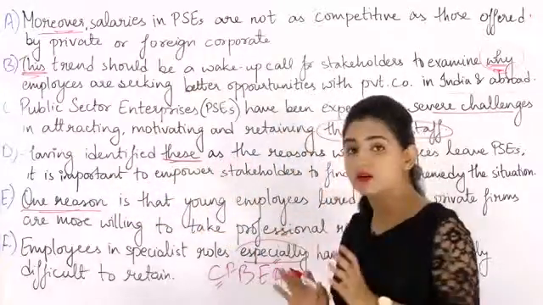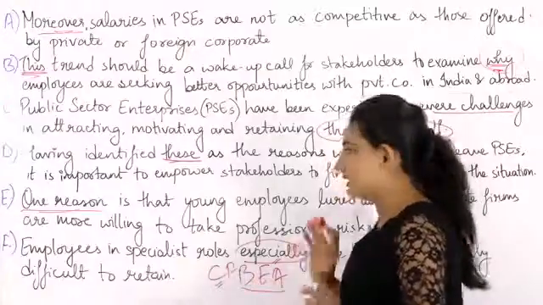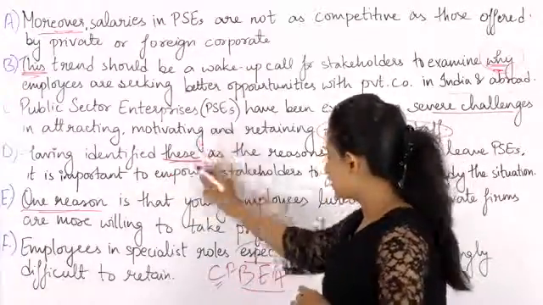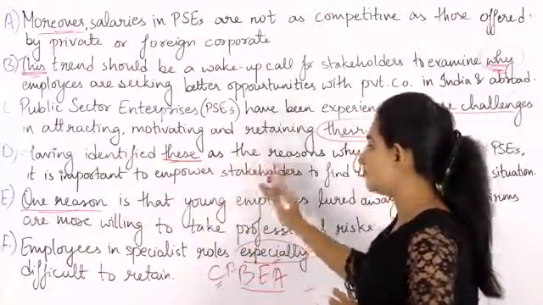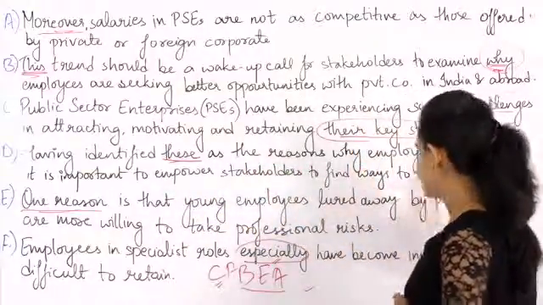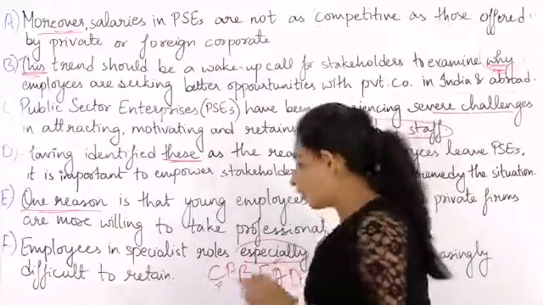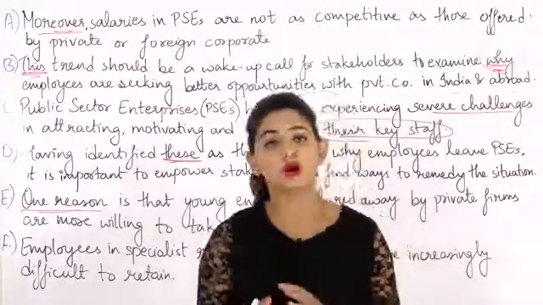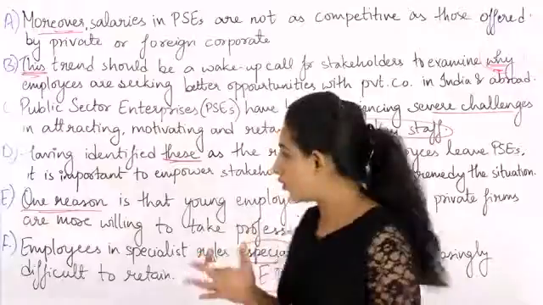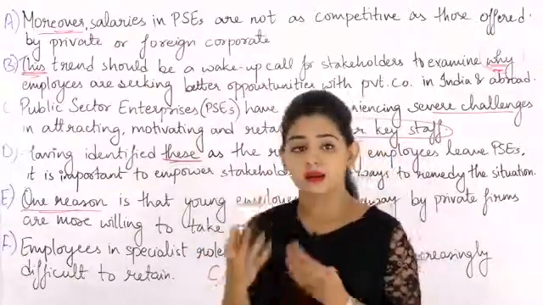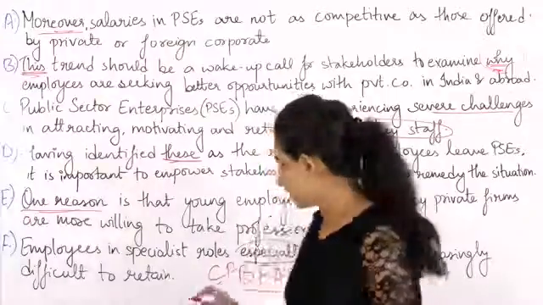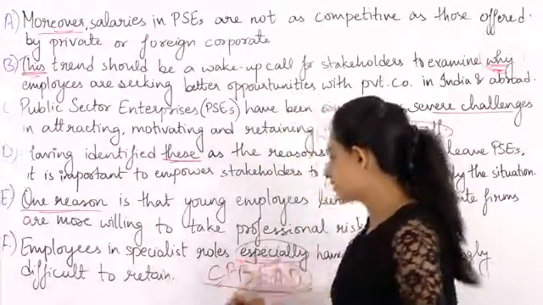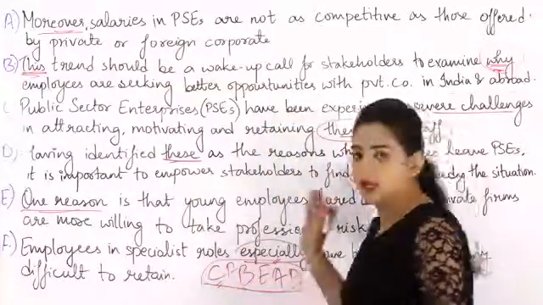Whatever reasons we have mentioned in B, E and A, having identified these as the reasons why employees leave PSEs, it is important to empower stakeholders to find ways to remedy the situation. It is important that stakeholders look at these problems, know what the problems are and what remedy they can apply to solve them. So, the correct rearrangement is C, F, B, E, A, D.